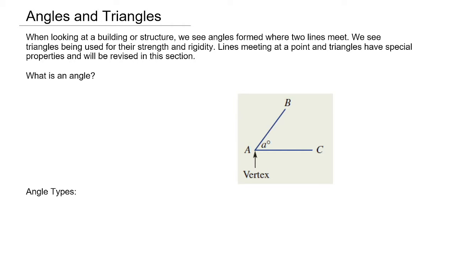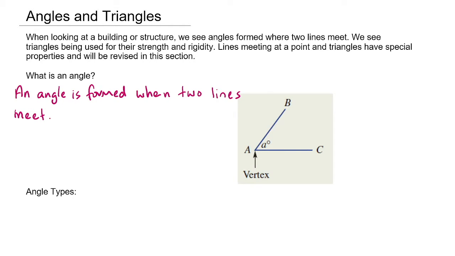So we know a little bit about angles and triangles, and the biggest thing here that we can say is about the angles themselves. An angle is formed when two lines meet. That's all we need, is for two lines to meet, and that forms an angle. Okay? That's literally it.